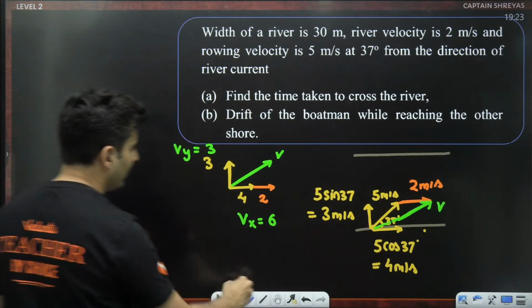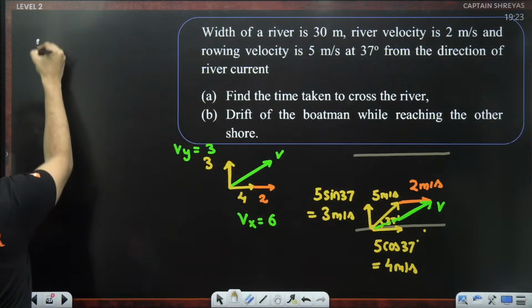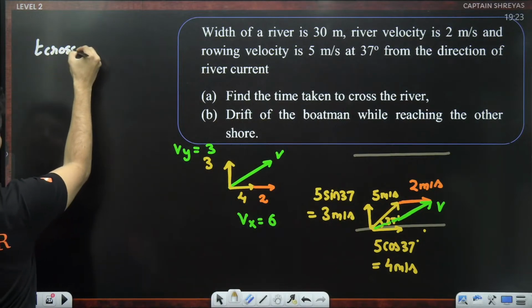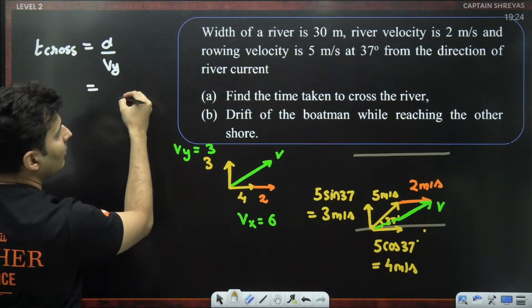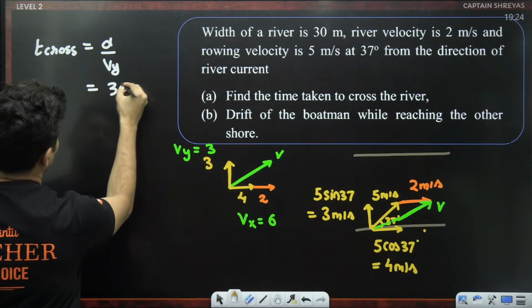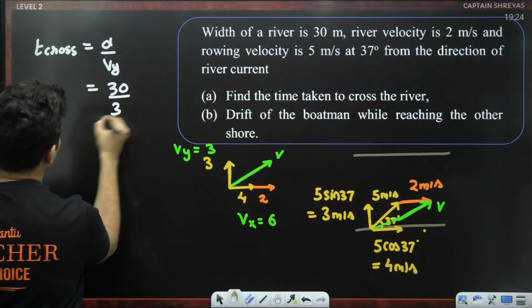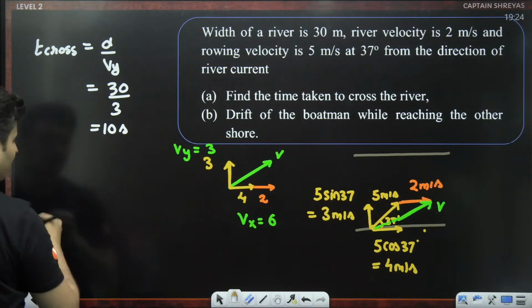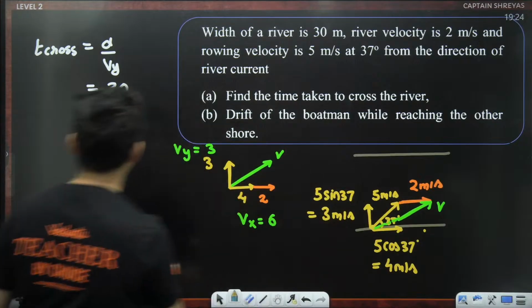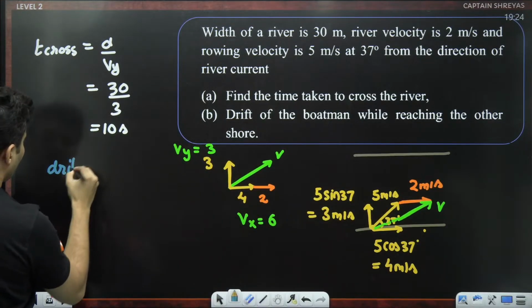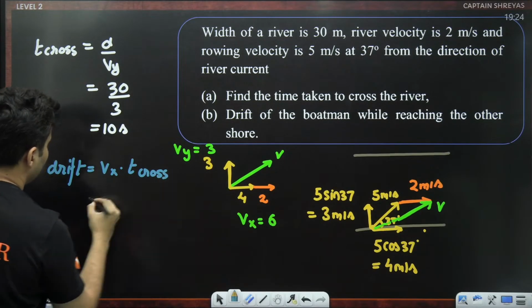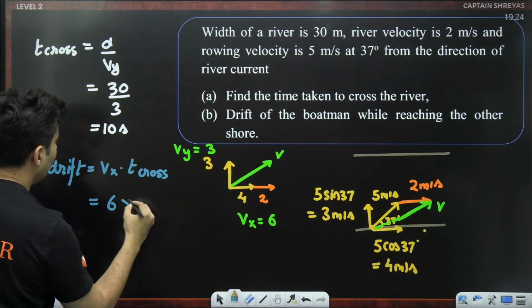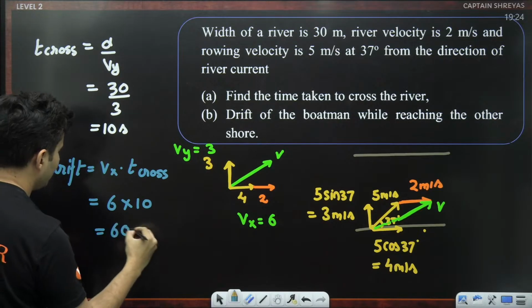Now to find the time taken to cross. In order to find the time taken to cross, I just need to take the distance by Vy. Distance, how much is the width? 30, is it? Okay. Divided by Vy. Vy is 3. So answer is 10 seconds. Perfect. Next is the drift question. So the drift will be Vx into the time taken to cross. Vx is basically 6, time taken to cross is 10. So answer is 60 meters.